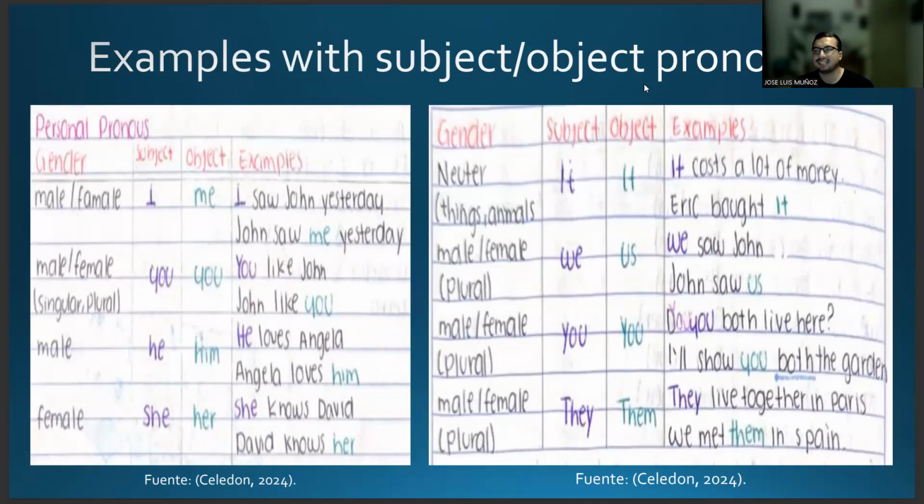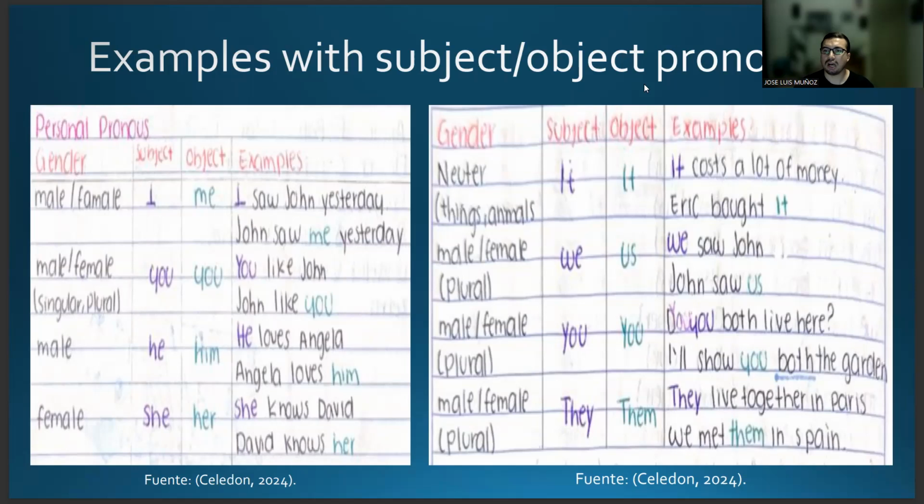Then you have the personal pronoun "you". It's the same in object. You have "you like John, John likes you." Then you have subject "he", which changes to object "him". For example, using the subject, "He loves Angela." And on the object side, "Angela loves him." Also, you have the subject pronoun "she", object pronoun "her". "She knows David, David knows her." Okay, you have those examples for personal pronouns.